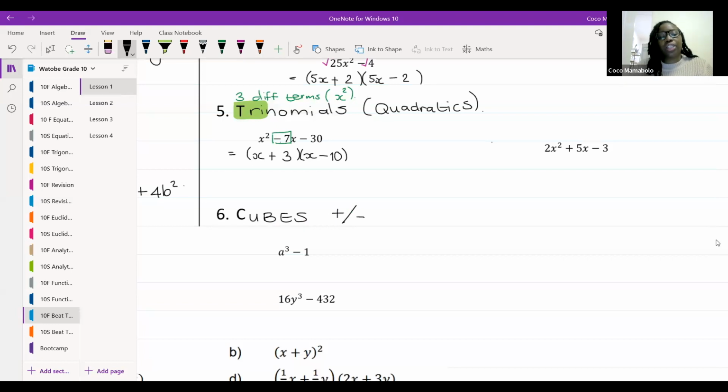All right, so here's what we're going to do, guys. If we look at a cubed minus 1, we're going to open a small bracket and we're going to open a big bracket. Now, this particular bracket, is it a sum or a difference, guys? Is it a sum or a difference?